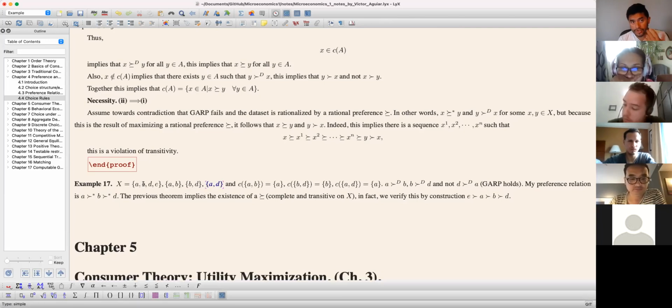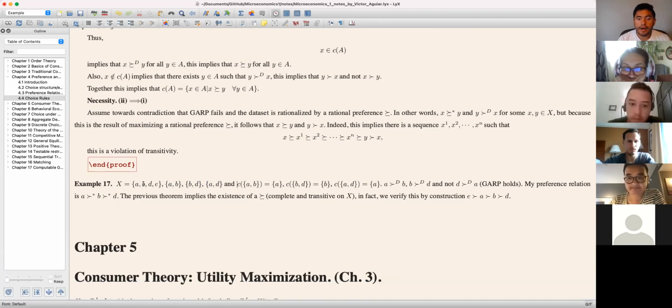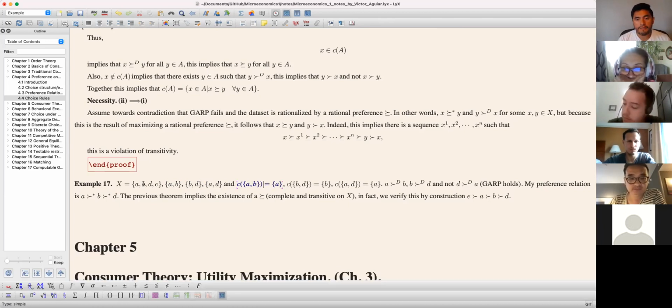So this is not a rich data set. Why is it not rich? Because it doesn't include the tripletons. There are no tripletons in this collection. Now, say from the first menu, AB, you choose A. Then from the second, you choose B. And then for the third one, AD, you choose A.